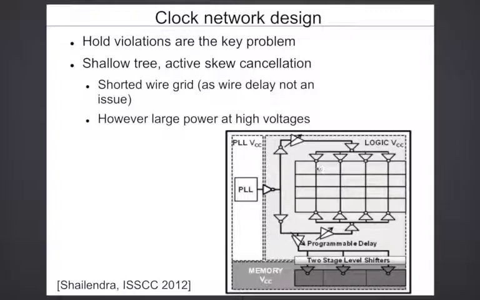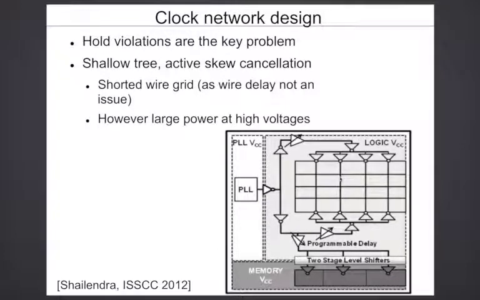Secondly, the final stage of the tree is a metal grid which is shorted. So all the flip-flops and latches are feeding off this particular metal grid. This covers the entire IP which is running off this low voltage, and all the flops and latches are just feeding off that. The idea here is that the metal RC delay is almost negligible in the subthreshold regions because we are really operating at speeds of a few megahertz, right? 10s, 20, 100 maybe. Even that is a small speed compared to modern processor speeds.